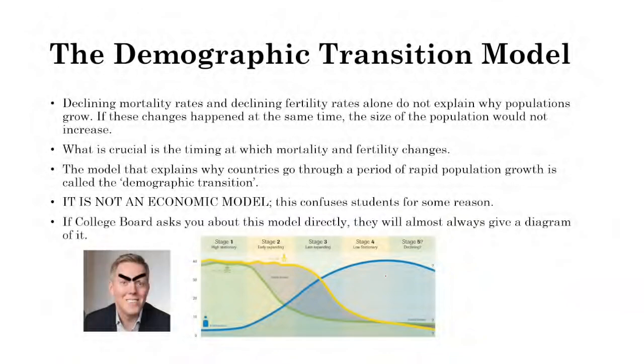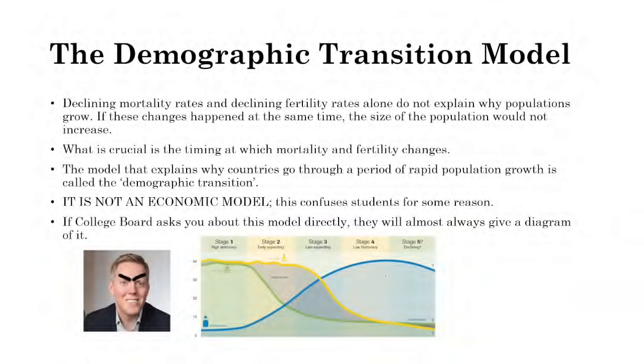If College Board asks you about this model directly, they're asking what happens in stage 4. They will almost always give a diagram of it. In 2024, this year on the FRQs, they gave an FRQ on the demographic transition model, and they gave the entire diagram. And they just asked questions like, what stage is this happening? What causes a country to go from stage 2 to stage 3? And it's very, very straightforward questions that you can just kind of look at the model and answer.